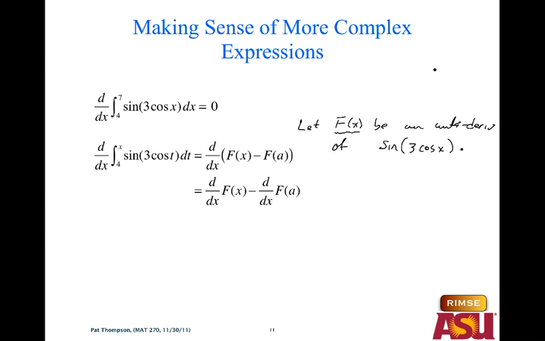What's the derivative of F of x? Right, because capital F is the antiderivative, so the derivative of it is sine of 3 cosine x. And what's going to be the derivative of F of 4? 0. So it's showing that this integral expression is an antiderivative of sine of 3 cosine x.